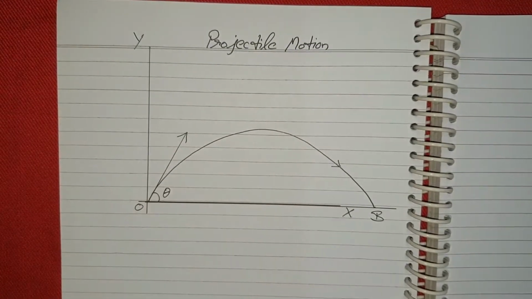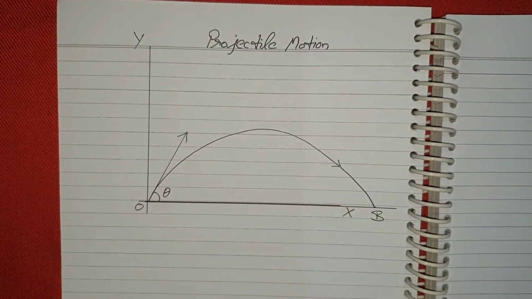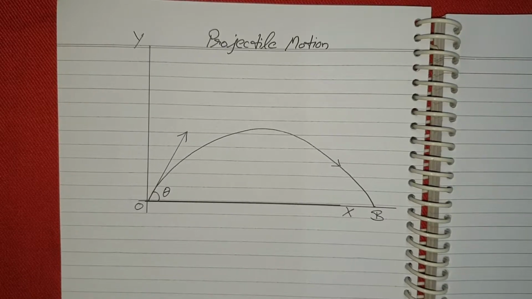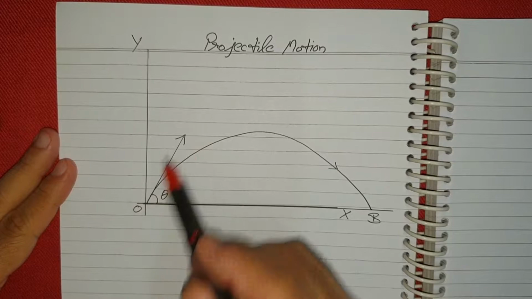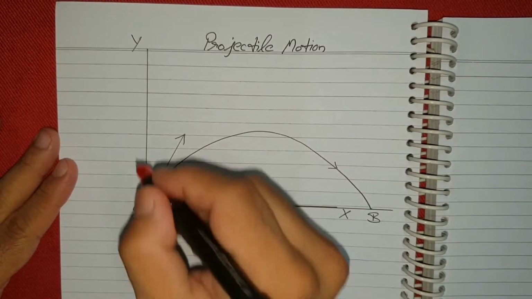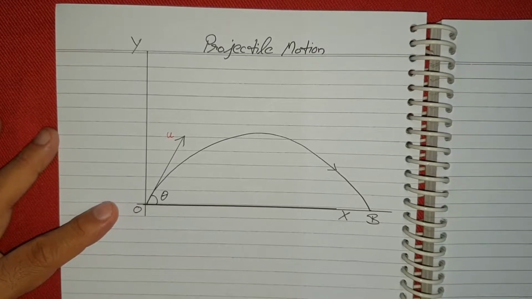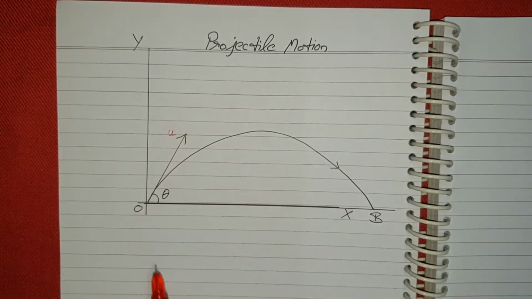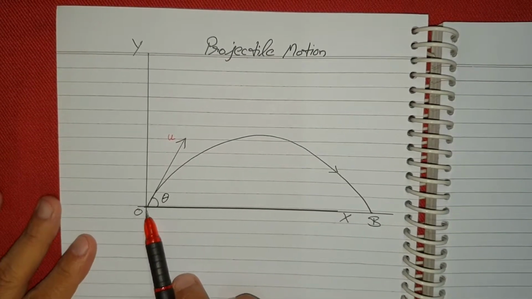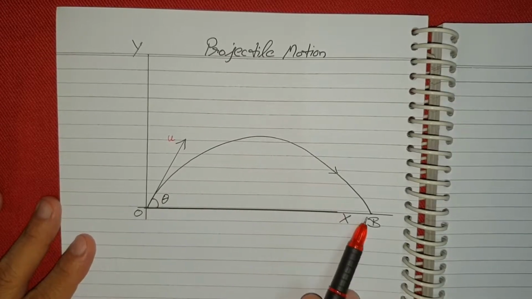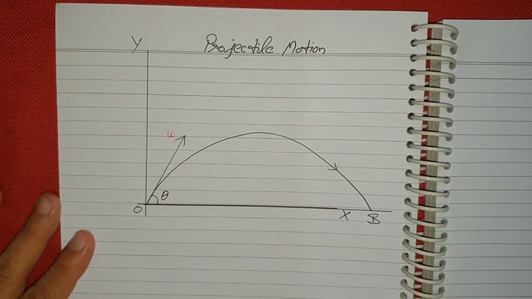Okay, so projectile motion. Now this is a projectile given an angular projection. Now consider an object which is thrown with some velocity u. This is the initial velocity making an angle theta with the horizontal. The body covers this path. So this is actually the projectile motion.